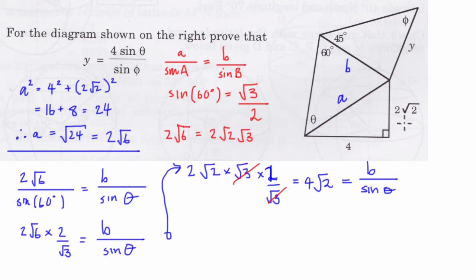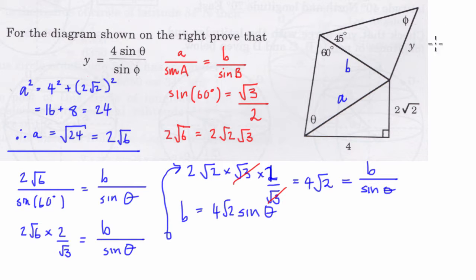Cool. Now, it's quite simple to say that b is going to be equal to 4 square root 2 sine theta. Cool. Now, we've solved for b. Now we have to relate b and y.